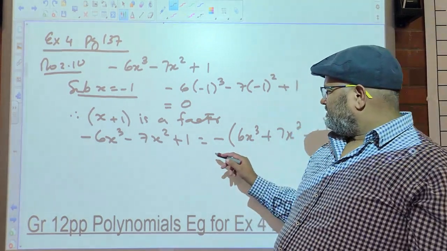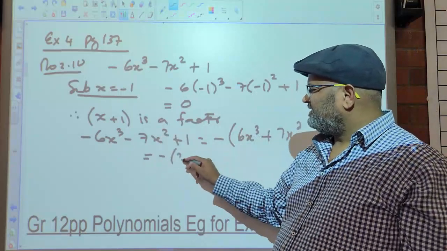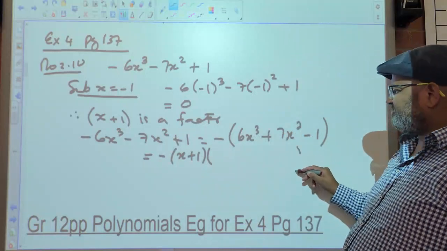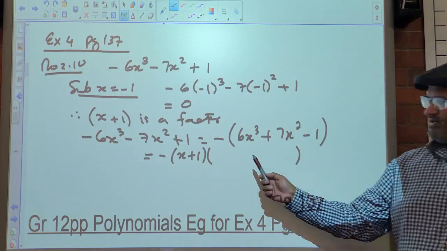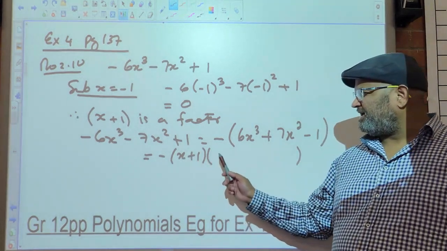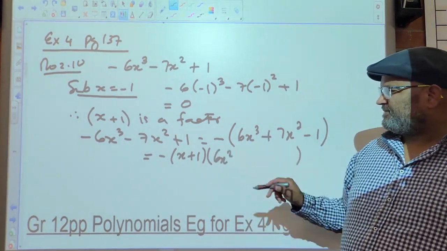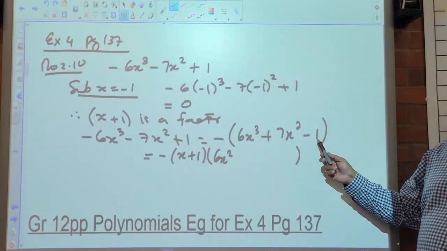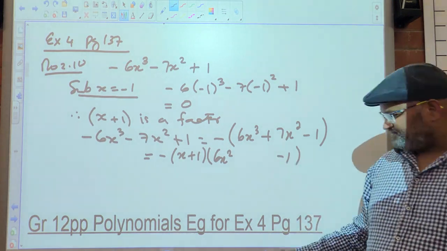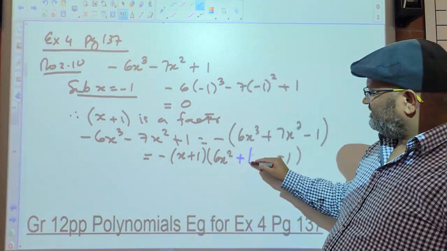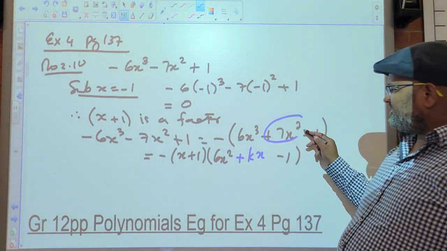Okay? So what do I do now? We say that we have negative into x plus 1 and I need to find the quadratic factor there. So what goes here? X multiplied by what is 6x cubed? 6x squared. 1 multiplied by what is negative 1? Negative 1. So what do I add in the middle? Plus kx. So I link it to 7x squared.